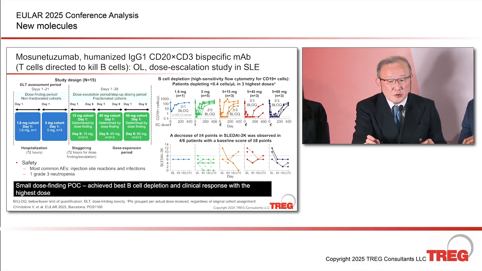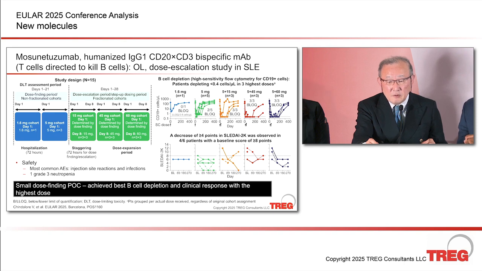Showing the dose escalation study in phase 1, 15 patients were set in the non-fractioned cohort with 1.6 or 5 milligrams of these antibodies. And after the DLT assessment period for 21 days, they were set in the fractioned cohort with 15, or 45, or 60 milligrams of these antibodies at day 8 by SC administration. Right panel is changing B cells.